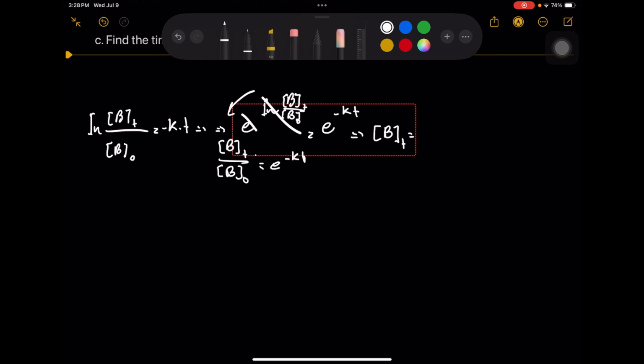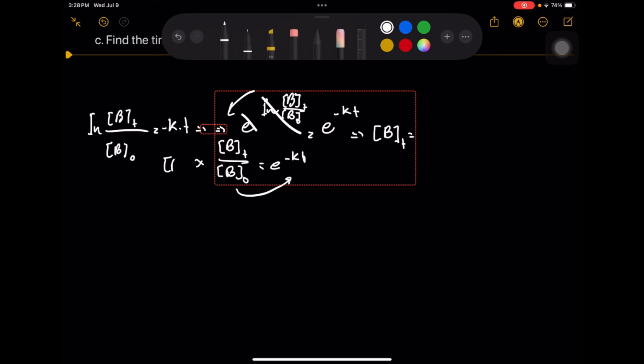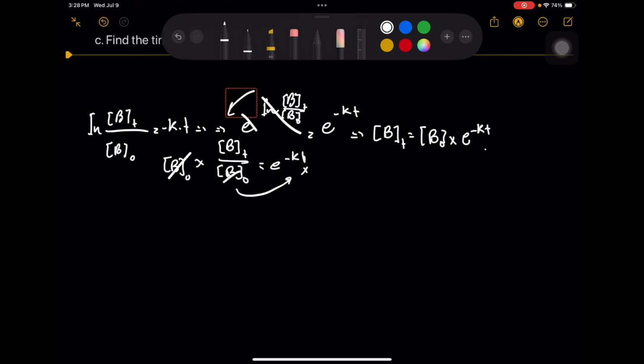So we want to find the concentration of B at the time interval of 4. So we want to put it over there. So we just multiply it by the concentration of B at time 0, they cancel each other out, and it goes that way. So the concentration of B at time t is equal to B at time 0 multiplied by e with the power of negative kt.